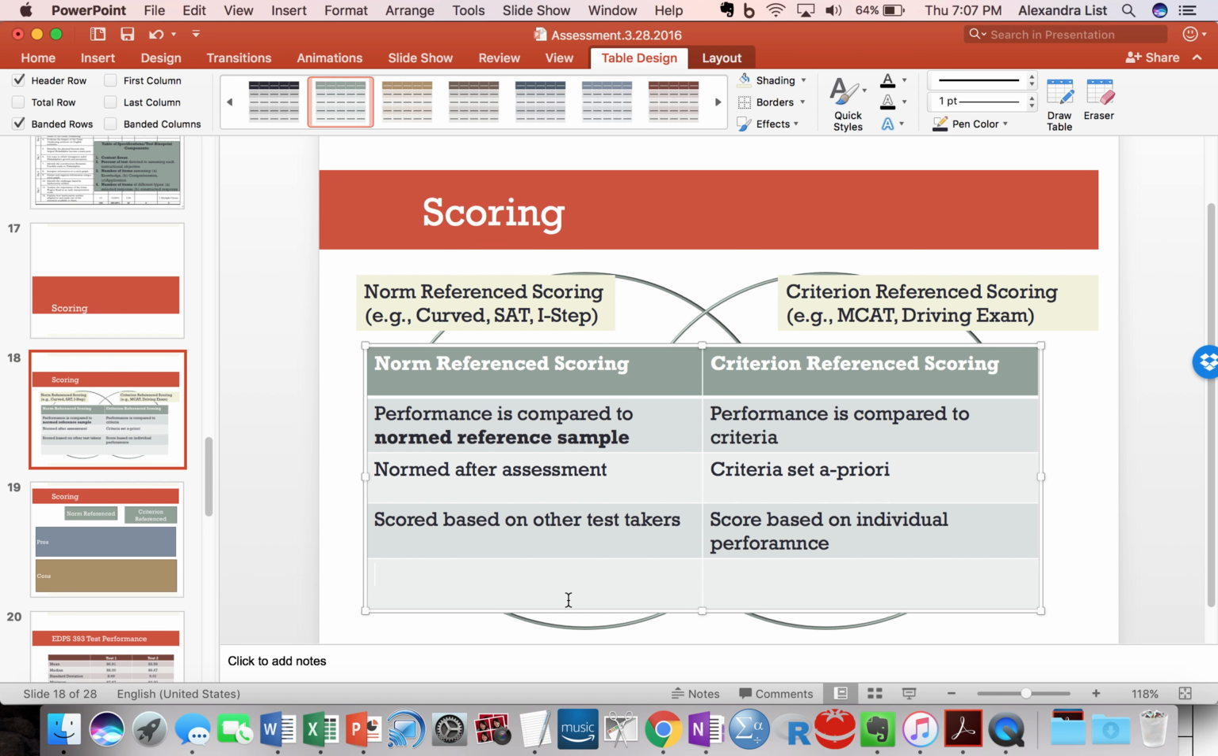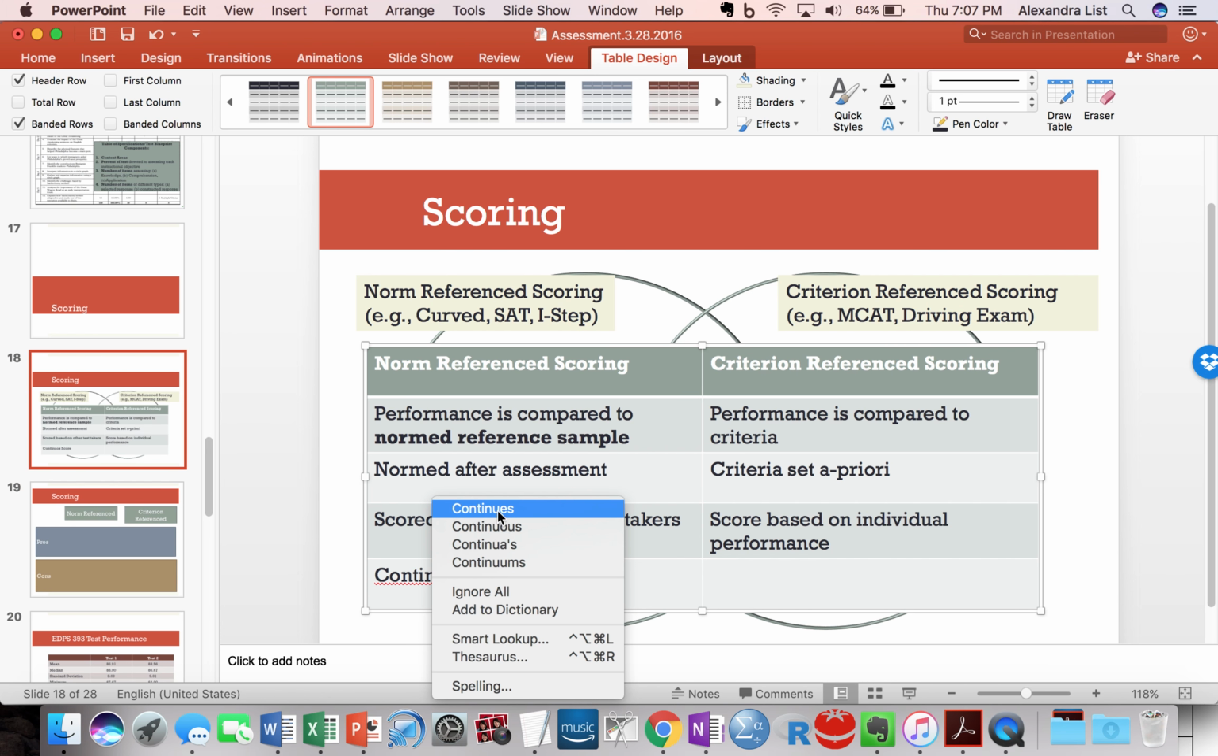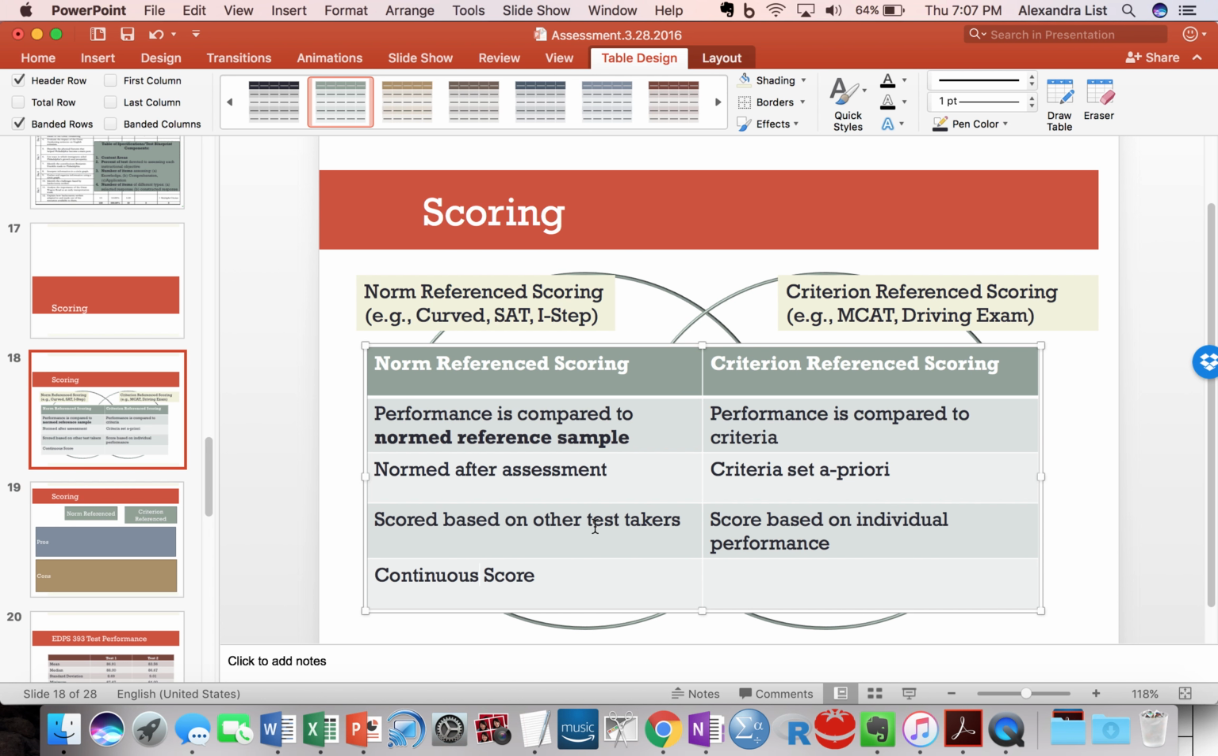And then let's talk about what those scores look like for norm and criterion reference scoring. The first thing we said is for norm reference scoring, you get a continuous score. That means that depending on where you fall relative to everybody else, you get some number. So for example, you got a 1600 on your SATs, or you get a certain score on the I-STEP.